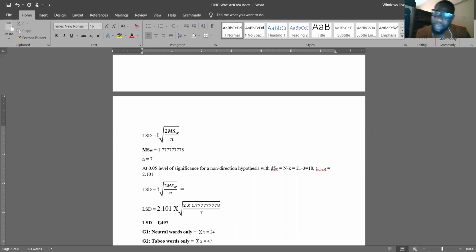This 1.497 tells us that for us to say that there is a significant difference existing between two groups that we'll be comparing, the least mean difference we should find between the two groups should be 1.497, meaning that when we find the mean difference between the two groups, we should have a value that is 1.497 or greater than 1.497 for us to conclude that there is a significant difference between the two groups.